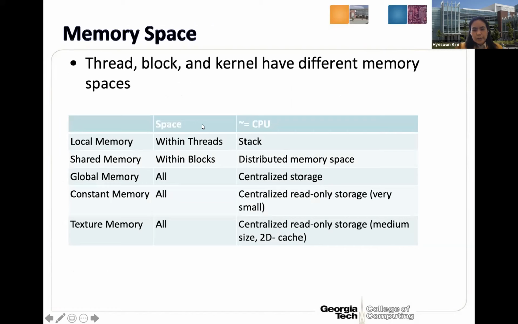And if I compare the GPU versus the CPU, local memory in the GPU is similar to the stack in the CPU, and shared memory in the GPU is similar to the CPU's discrete memory space. And then there is global memory, a central storage, and CUDA has constant memory and texture memory exposed in the model, whereas OpenCL didn't. Constant memory is a read-only structure, and texture memory is also read-only, but it's more targeted at larger sizes compared to constant memory. And more importantly, it is trying to support 2D structures, which are commonly used for graphics applications.